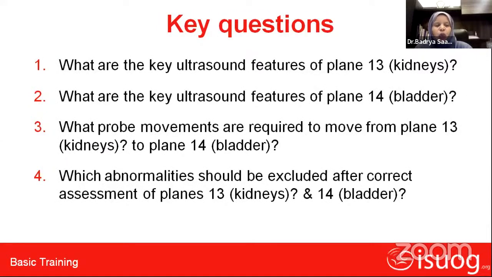Number one, what are the key ultrasound features of plane 13, the kidneys? Number two, what are the key ultrasound features of plane 14, the bladder? Number three, what probe movements are required to move from plane 13 to plane 14? And number four, which abnormalities should be excluded after correct assessment of planes 13 and 14?